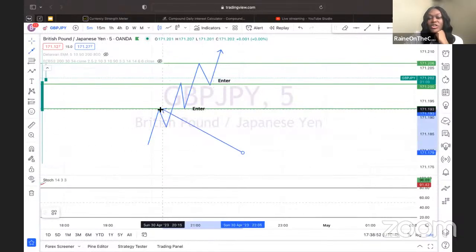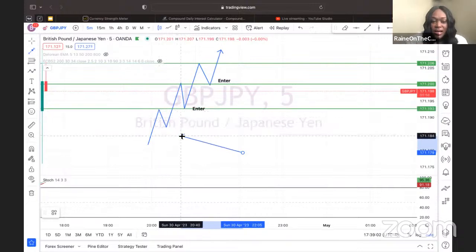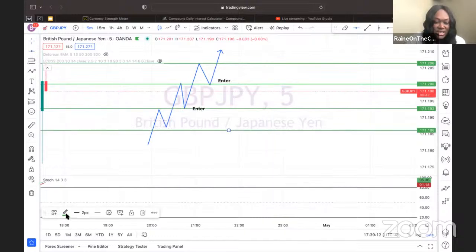So yeah, you don't want to enter here, because it depends on your stop loss, right? Me personally, let me just go ahead and put the stop loss. I would have my stop loss, say, right here. Let's make this red. This is my stop loss, right?